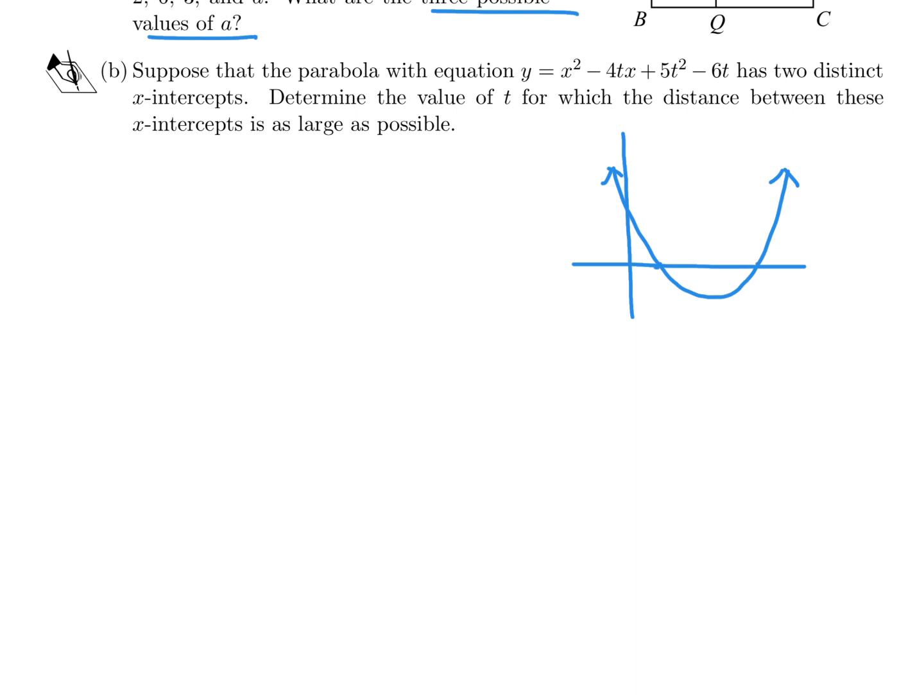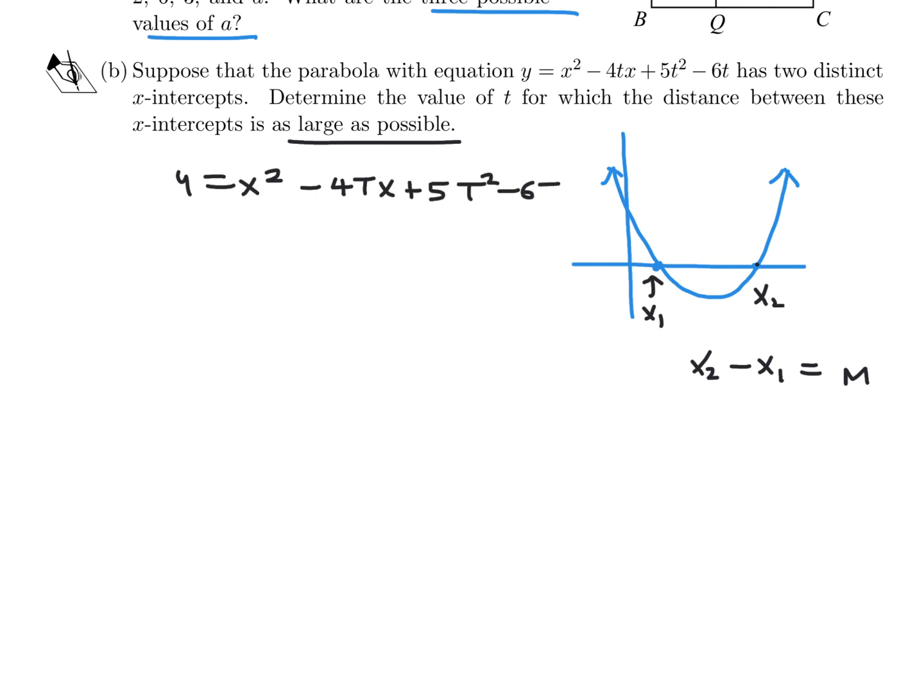And if these two are the intercepts, I'll just call this one x1 and this one x2. What we're looking for really is x2 minus x1, and we're trying to maximize that, so we'll call it m, and eventually we're trying to maximize m, as large as possible. Okay, so how do we do that? I guess first we'll start with the only equation they've given us, 5t squared minus 6t. And then what is the first thing I want to do here?